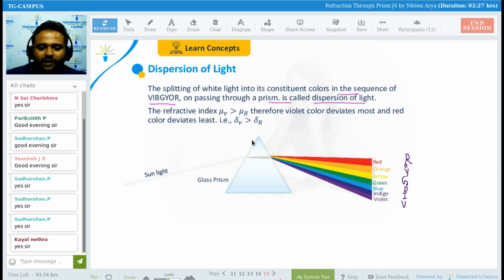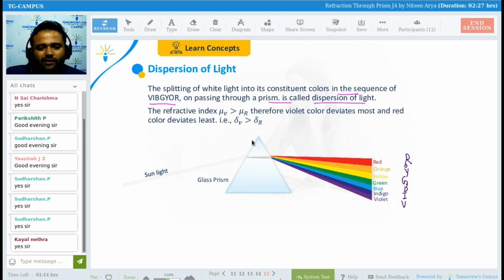What is the meaning of that? Tell me anyone. What is the physics and meaning of that? First of all, at least the meaning. What do you understand from this, mu v is greater than mu r? Refractive index, I know, is higher. But why? My question is why? Simply, it is because the wavelength of red color is greater. Exactly. That is the correct answer.